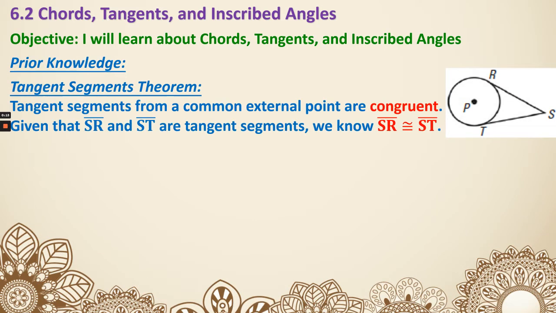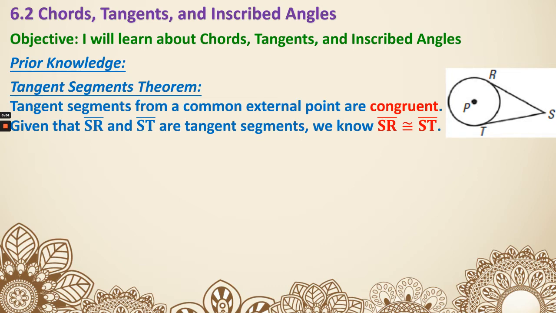First one we are going to review is the tangent segment theorem. Just like it says in the name, we are going to be looking at tangents. That means they are only intersecting with the circle at one point. And we're also going to be looking at segments. So here's the description. Tangent segments from a common external point are congruent.